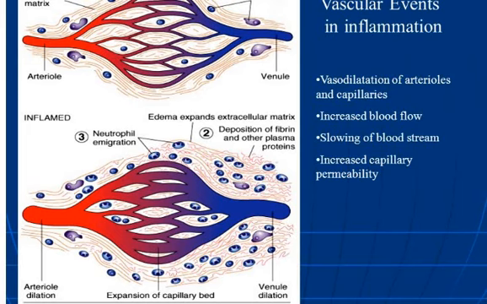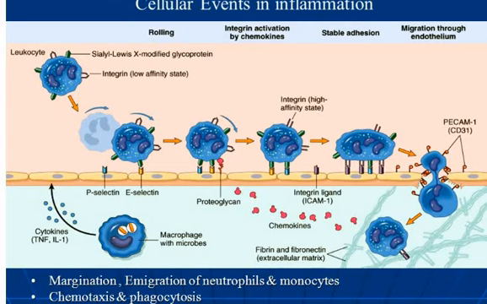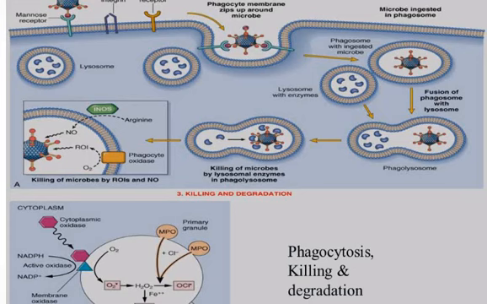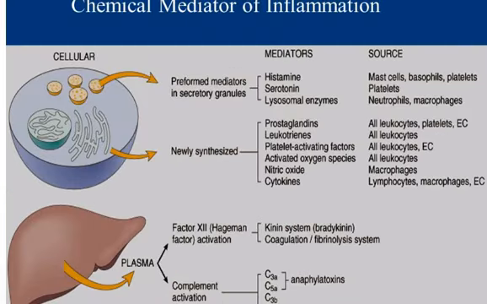Vascular events and inflammation: vasodilatation of arterioles and capillaries, increased blood flow, slowing of bloodstream, increased capillary permeability. Cellular events and inflammation: margination, immigration of neutrophils and monocytes, chemotaxis and phagocytosis. Phagocytosis: killing and degradation. Chemical mediators of inflammation.